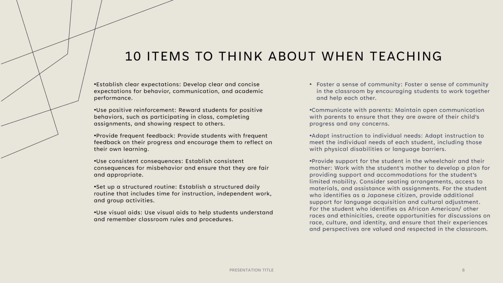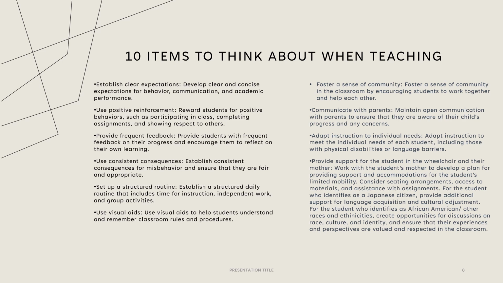We need to foster a sense of community in the classroom by encouraging students to work together and help each other out. Once again, we need to communicate with parents, maintaining open communication with parents to ensure that they are aware of their child's progress and any concerns. Adapt instruction to individual needs. Adapt instruction to meet the individual needs of each student, including those with physical disabilities or language barriers. Some students are more hands-on learners, some are visual, some are auditory. We just need to make sure we're adapting to all of those.